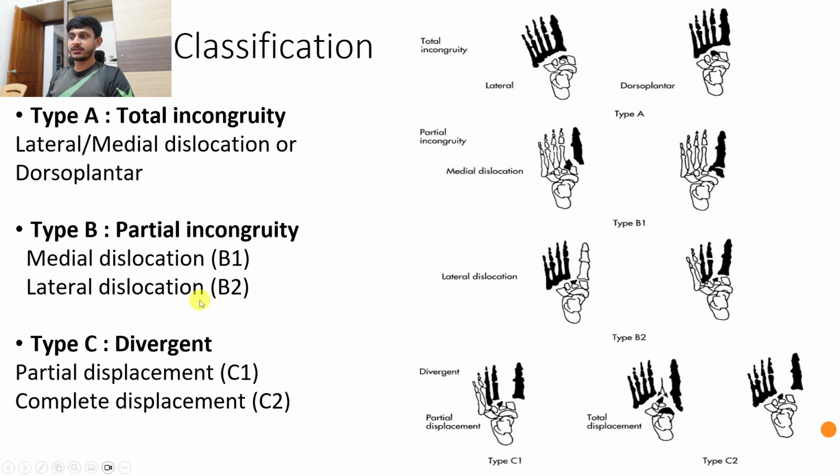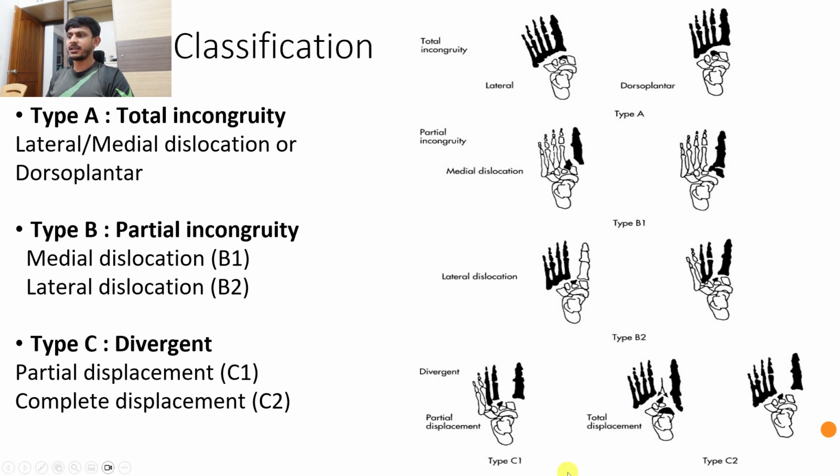And type C is divergent. Divergent again can be divided into partial displacement C1 and complete displacement C2. Partial displacement, what they mean by that is, the first metatarsal goes medially and the second and third metatarsal only can go laterally, or it can be second, third, fourth. What they mean by complete displacement is the first has gone medially and the second, third, fourth, and fifth, all four have gone laterally. So all are displaced. So this is called complete displacement.